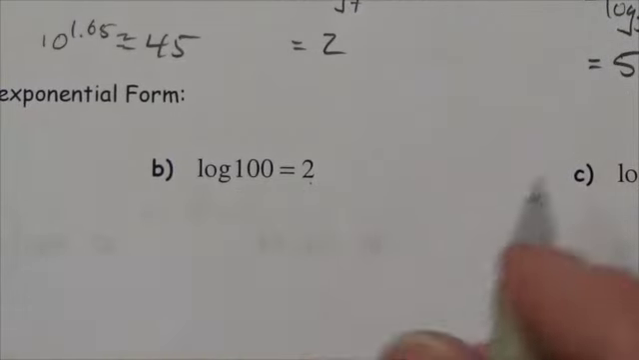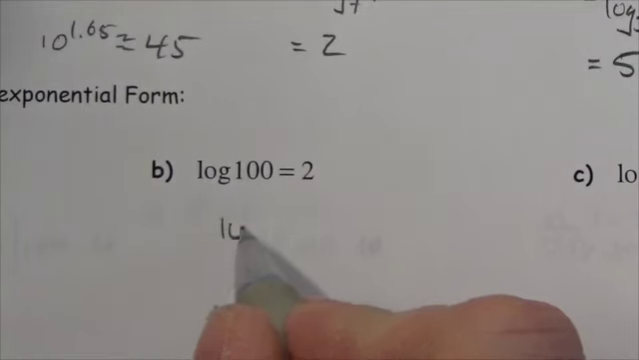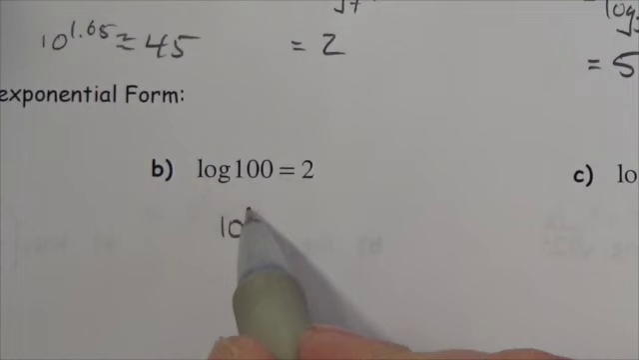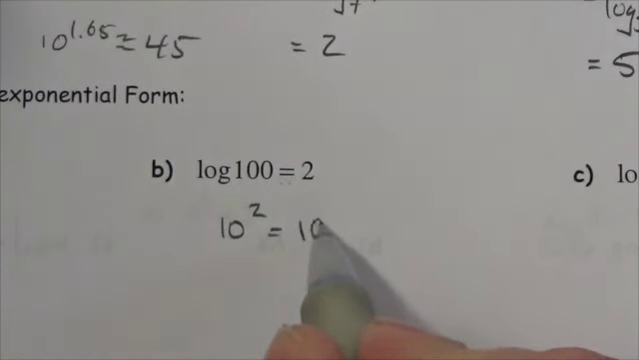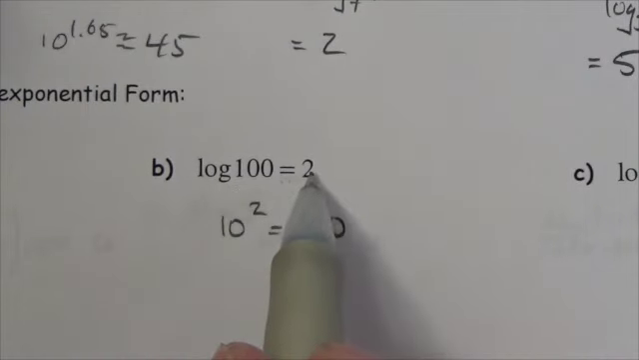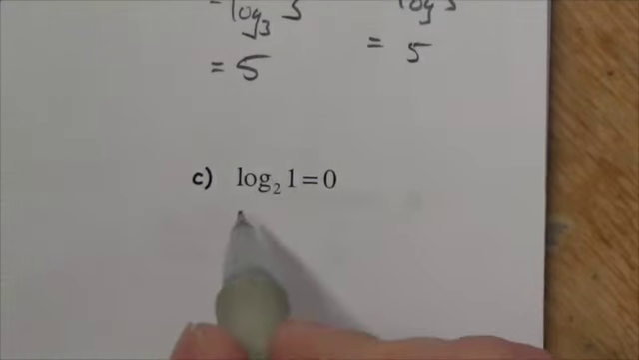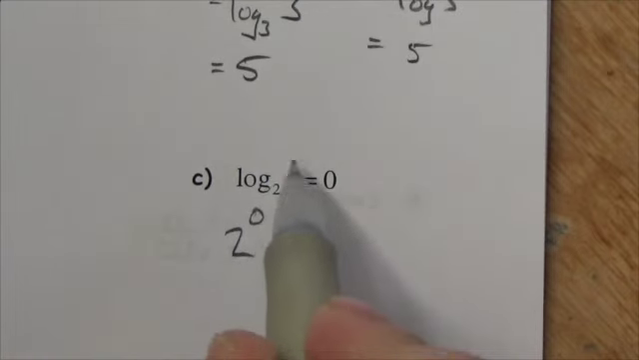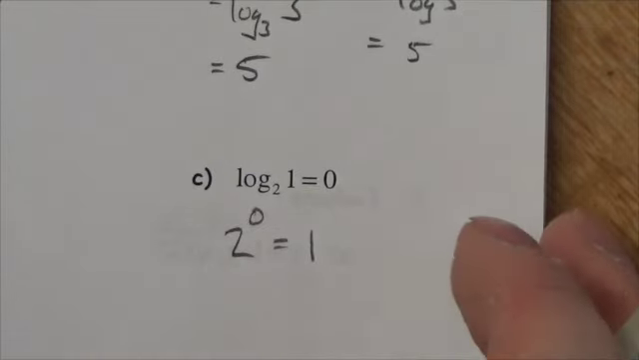Now over here, the base isn't written, but we already know that if the base isn't written, that means it's a common log, and so that's 10. And so the logarithm is the exponent, so whatever that equals goes up in the exponent here, and it's going to equal the argument. So base to the exponent equals what's inside. Over here, the base is 2, so the base of the exponential is 2. The logarithm equals the exponent, so 2 to the 0, and that's going to equal what's inside the logarithm, so 2 to the 0 is equal to 1.